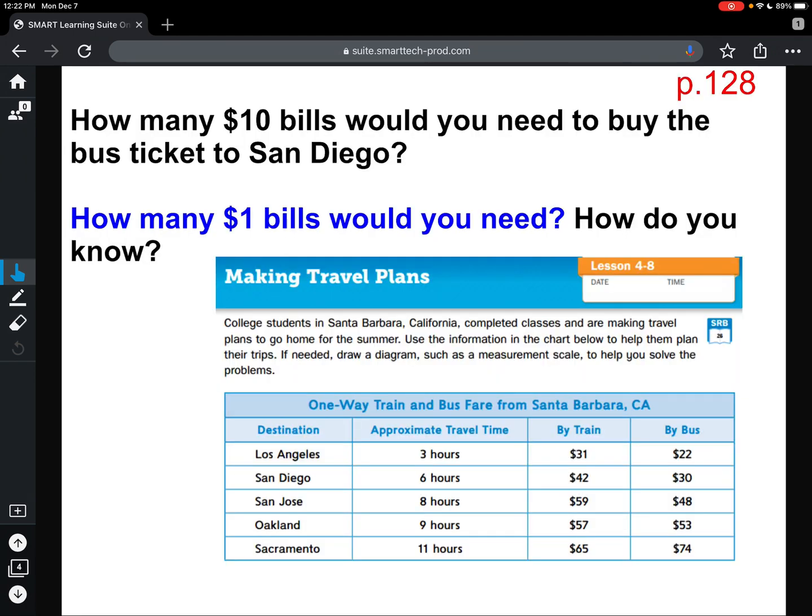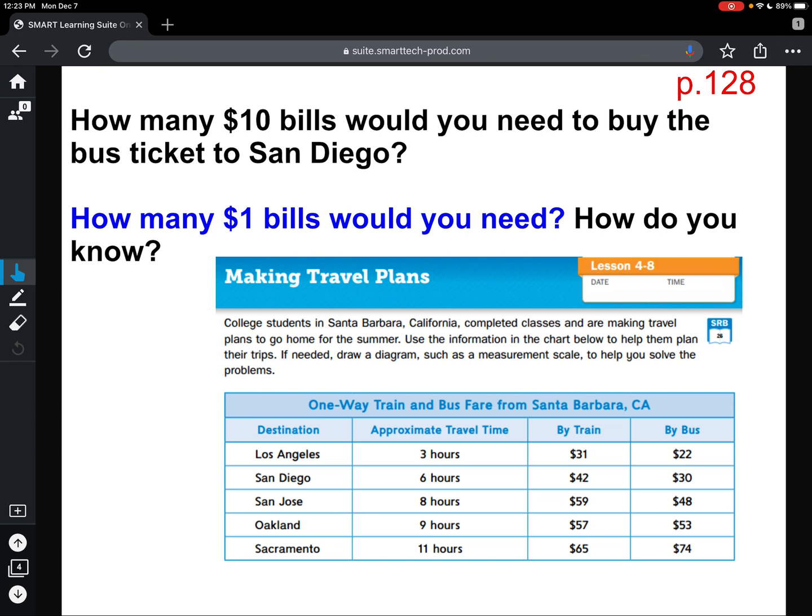So I want you to turn to page 128 in your math journal. Let's read the prompt together. College students in Santa Barbara, California completed classes and are making travel plans to go home for the summer. Use the information in the chart below to help them plan their trips. If needed, draw a diagram such as a measurement scale to help you solve the problems.